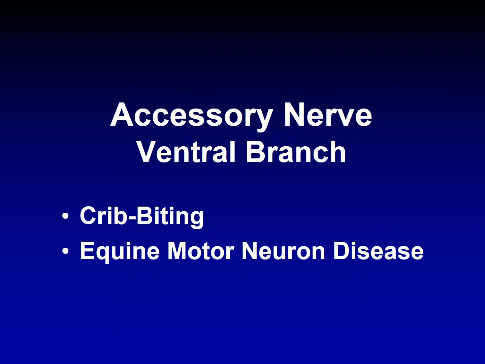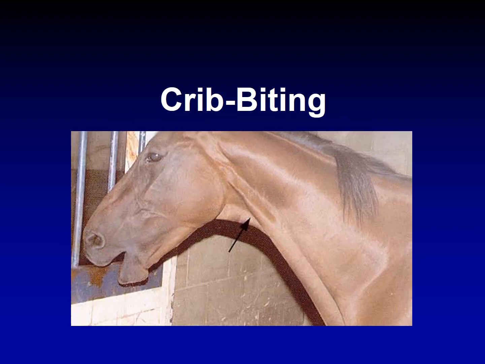So, first of all, the ventral branch can be utilized as one of the treatment options for crib biting, and I'm going to show you what crib biting looks like, and then in the diagnosis of equine motor neuron disease. So let's take a look at a crib biting case. This is a crib biting case. The horse keeps biting on the crib until the sternocephalicus, which is right here, and the omohyoideus are pretty hypertrophied.